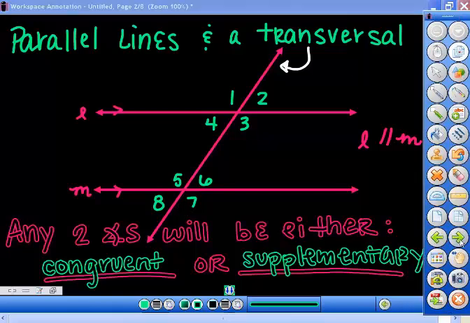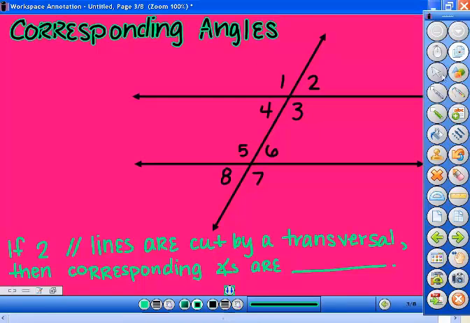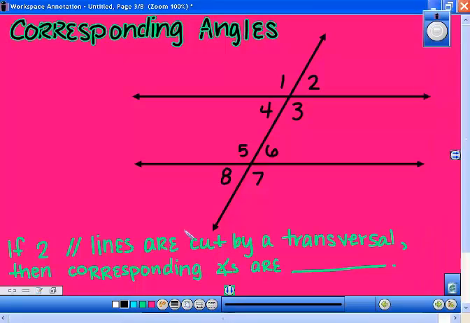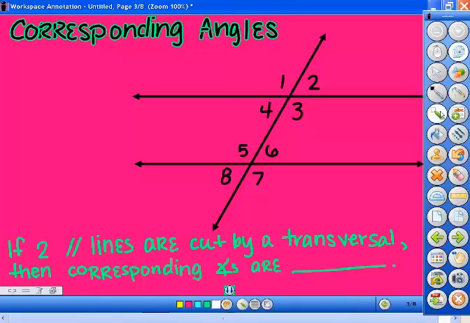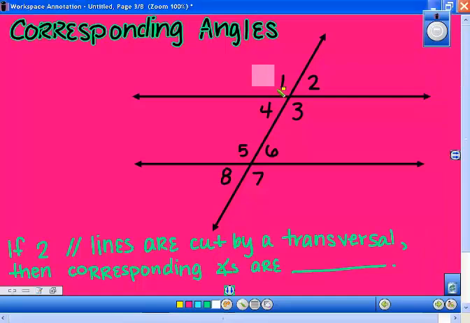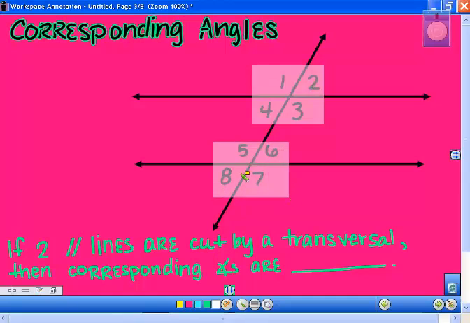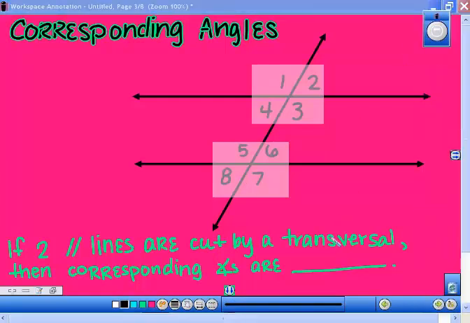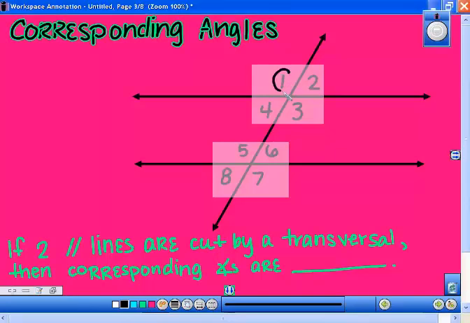So there's a few different conjectures we're going to write down. The first one is with corresponding angles. Corresponding angles are going to be angles that correspond. So we have 2 intersections in this scenario, the top intersection and the bottom intersection, or it may be left and right. But the ones that are in the same corners are going to correspond. For instance, angle 1 is in the top left corner. It corresponds to the top left corner of this intersection.